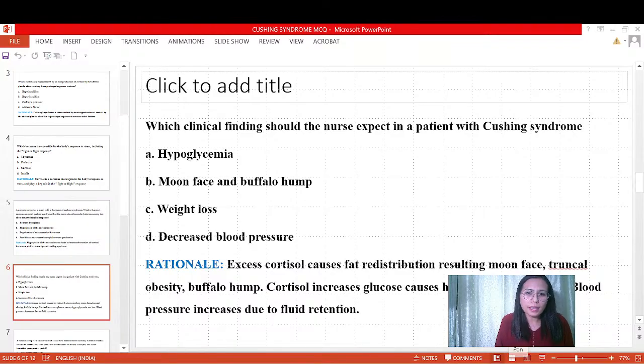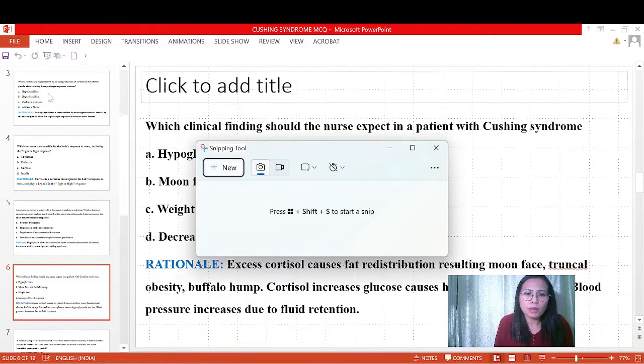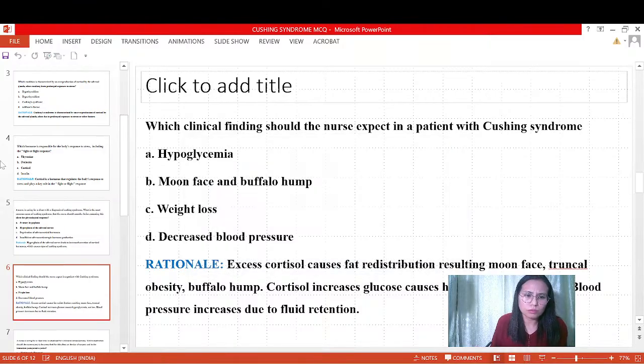which clinical findings should the nurse expect in the patients with Cushing syndrome? So the correct answer will be moon face and buffalo hump. These are the classic physical signs caused by the abnormal fat distribution, okay, due to the excess cortisol. So other options are incorrect.